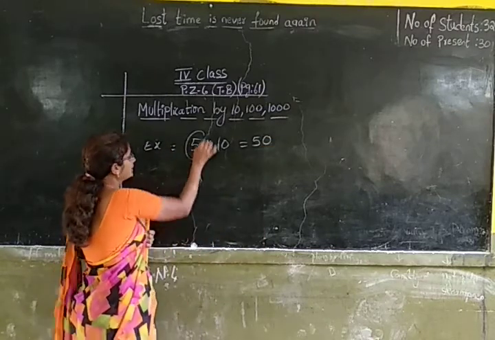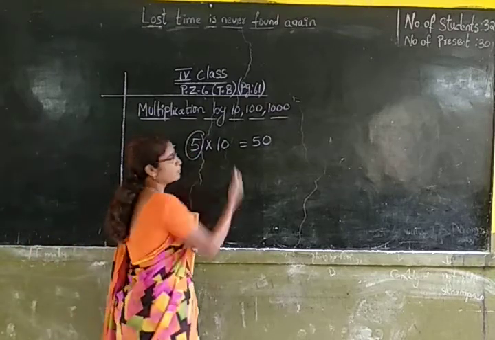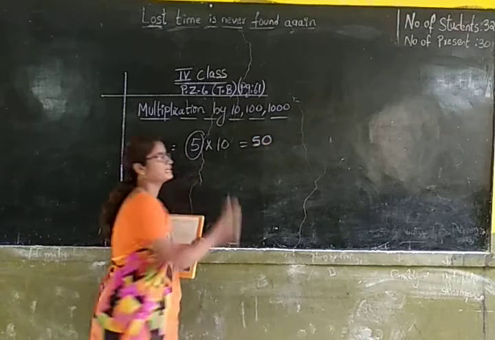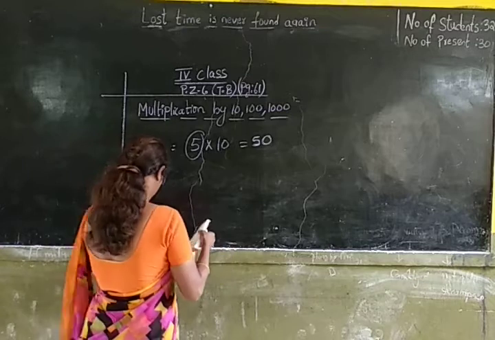Here the multiplicand is 5. So we can get the product by placing a 0 to the right side of the multiplicand.